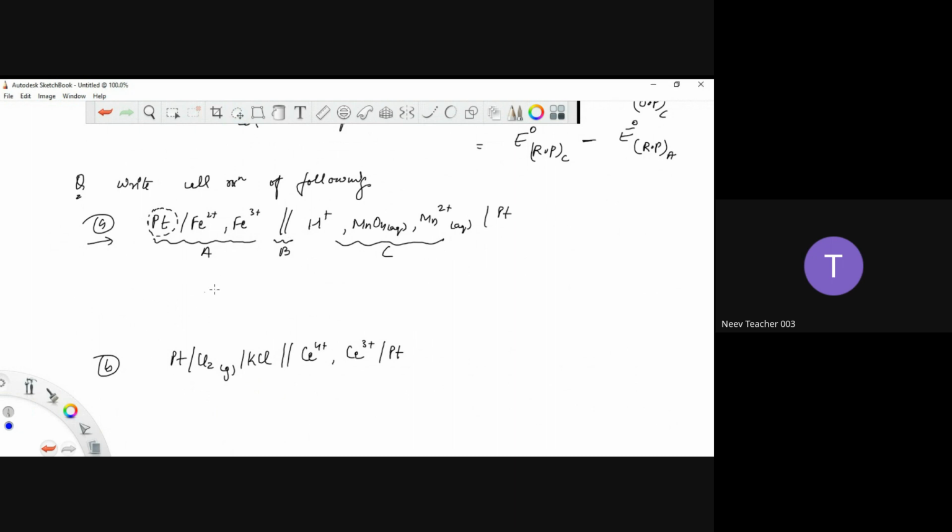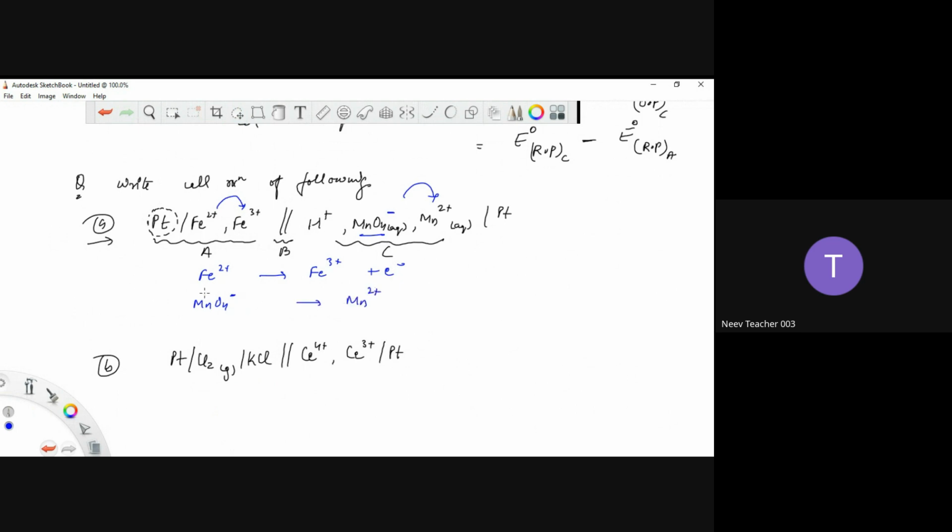So first you need to write the half reaction of anode and the cathode. So at anode, what is happening? Oxidation of Fe2 plus to Fe3 plus. Write it down. So Fe2 plus going into Fe3 plus, and obviously it's going to lose an electron. Then only this will form. Now for this, if you see, MnO4 minus going into Mn2 plus.